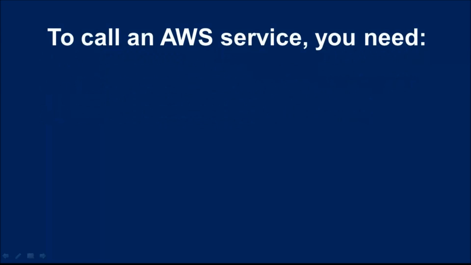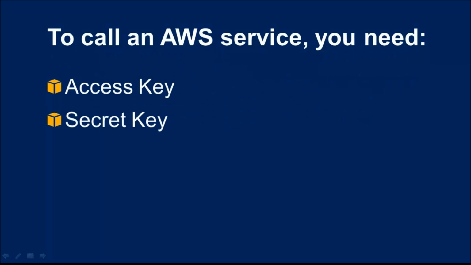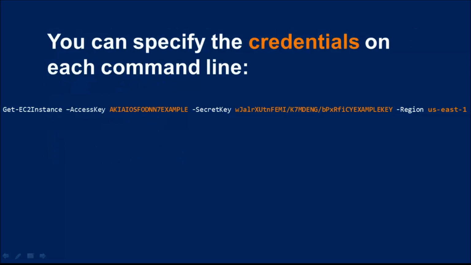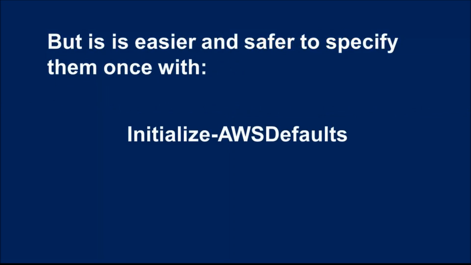The credentials have two components: an access key, and a secret key. In addition to the security credentials, PowerShell also needs to know what AWS region to use. You can specify the credentials and the region on the command line when you invoke a commandlet, but it is easier and more secure to specify them with initialize AWS defaults. The initialize AWS defaults commandlet takes separate parameters for access key, secret key, and region.